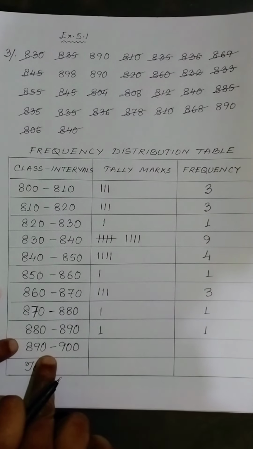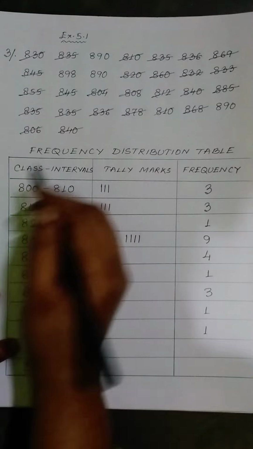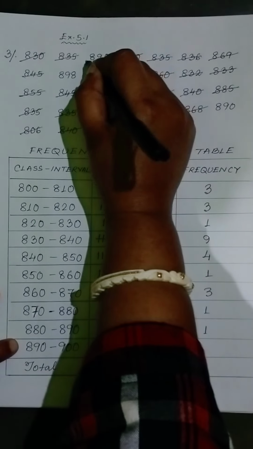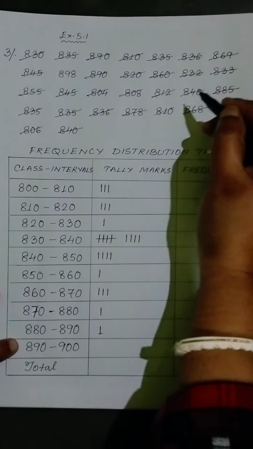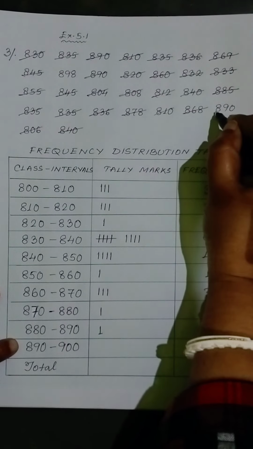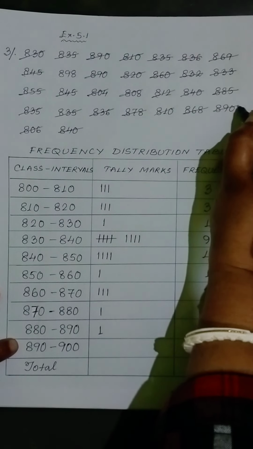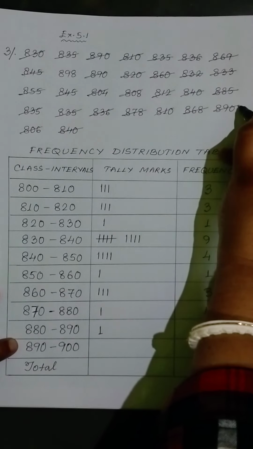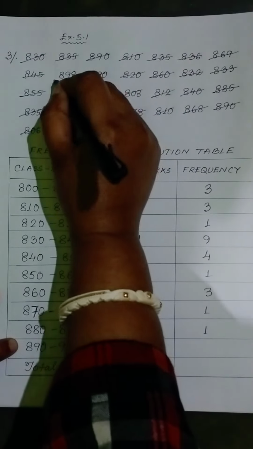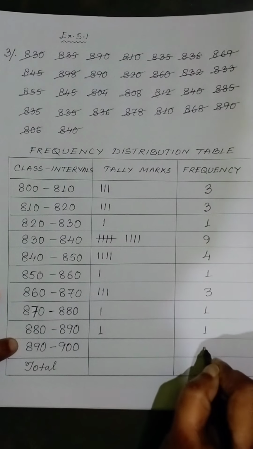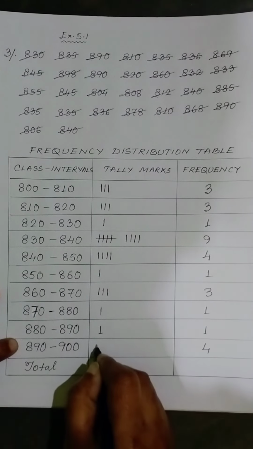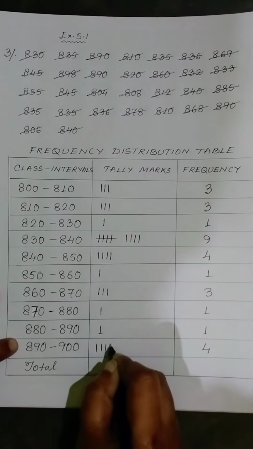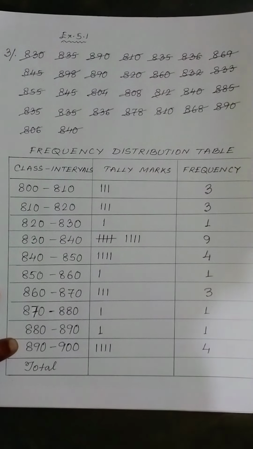It will cover the values from 890 to 899. 1, 2, 3. Isn't it? 3 values. Got it? No. Yes, 4 values. So 1, 2, 3, 4. Clear? Okay. Now total it. How many workers were there? 30. It will come 30.